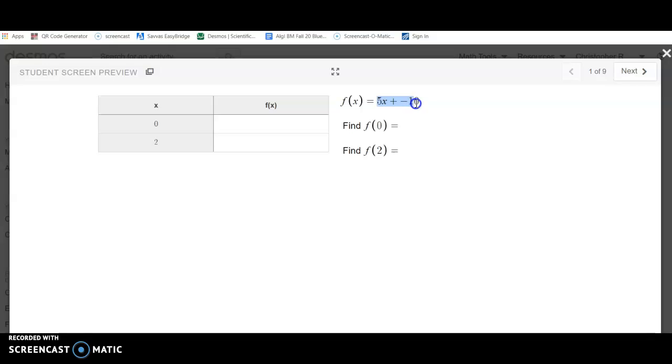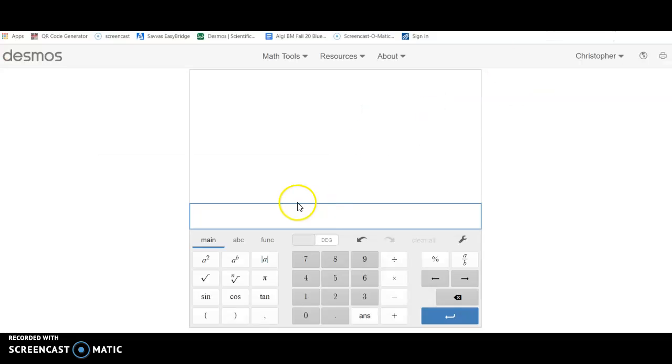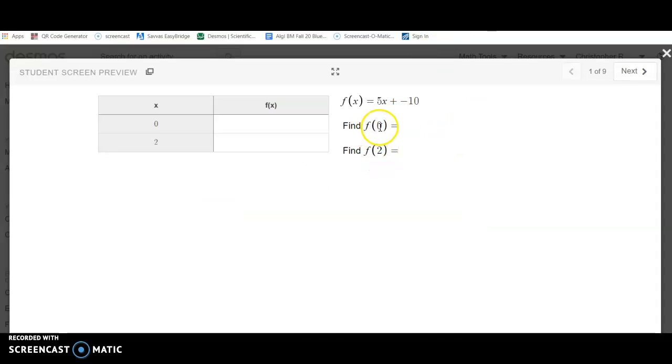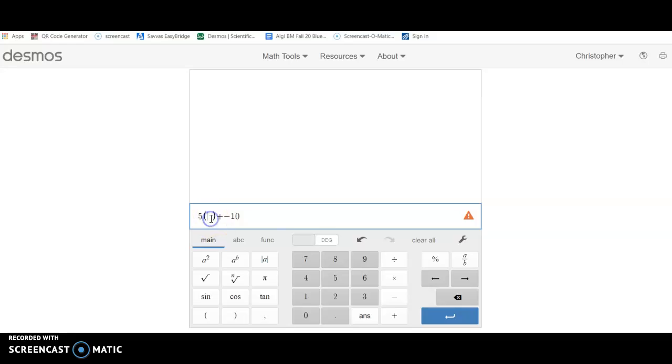So what I'm going to do first is highlight this. I do Control C to copy it. I go to my scientific calculator. I'm going to paste it in here. Now, I'm not done though, because I can't have this x. So I'm going to put a parentheses, and inside that parentheses is going to be the number that's here. I'm just going to back up real fast. F of 0. That 0 is going to go into this parentheses right here. So I type in my 0 and I get negative 10. So that's my answer for the first one.